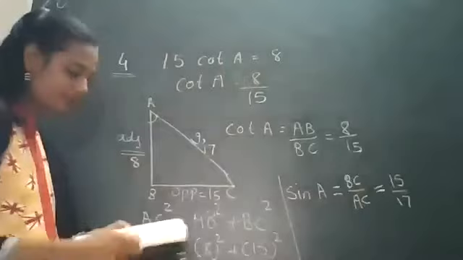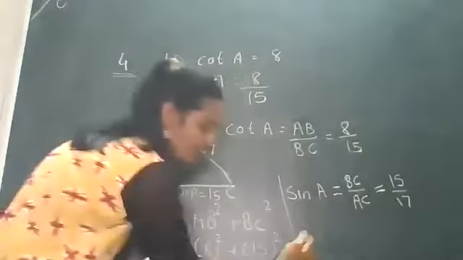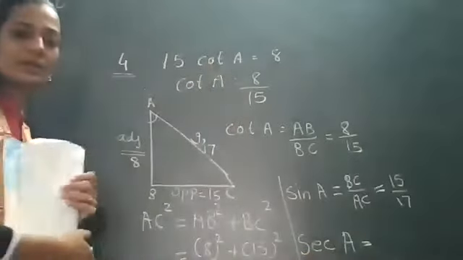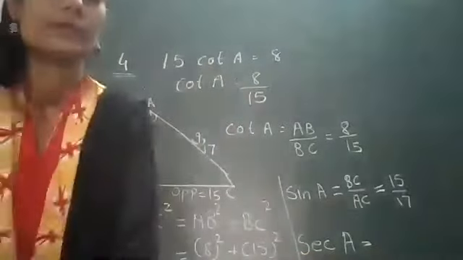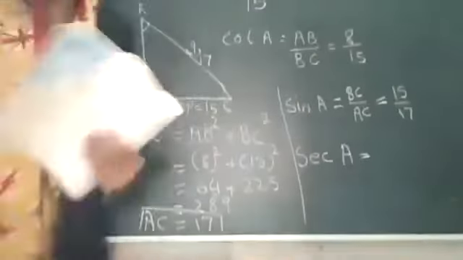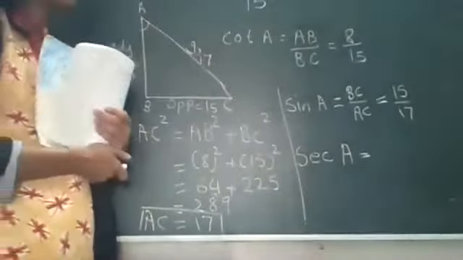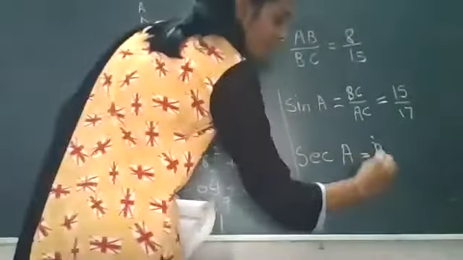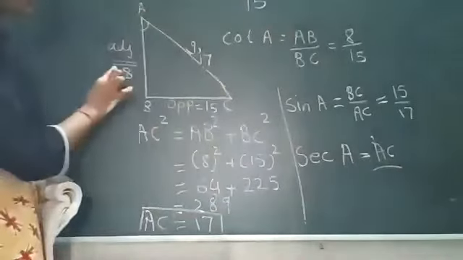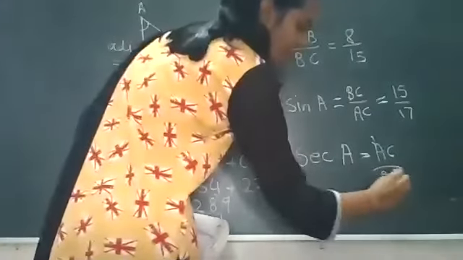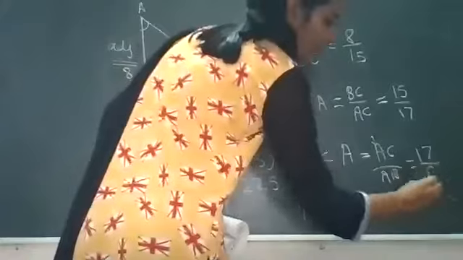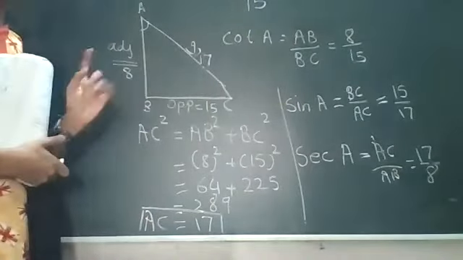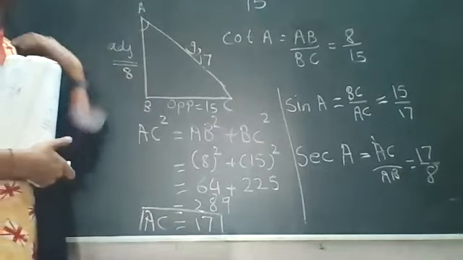Now we have to find out sec A. So sec A is equal to hypotenuse upon adjacent side. Hypotenuse means AC, and adjacent side will be AB. So it becomes AC upon AB. AB is equal to 8 and AC is 17. So the answer will be 17 upon 8.